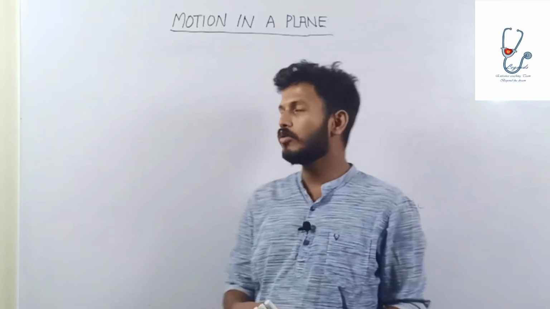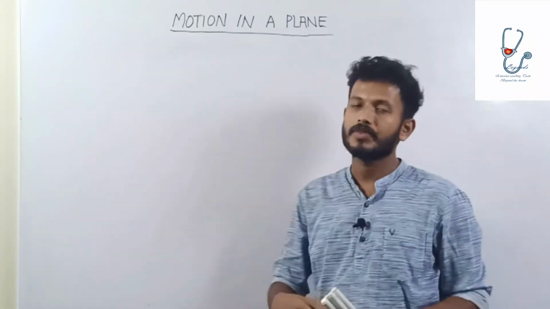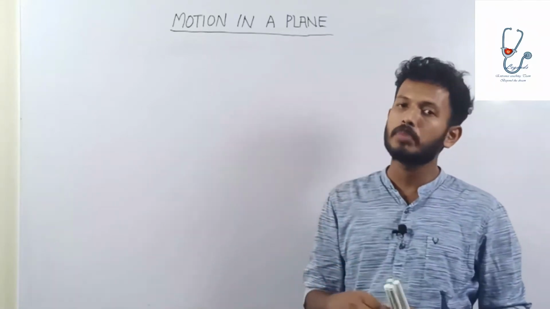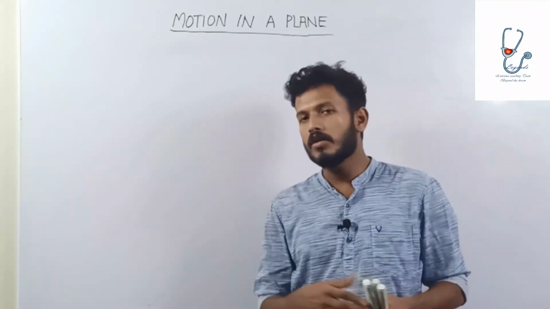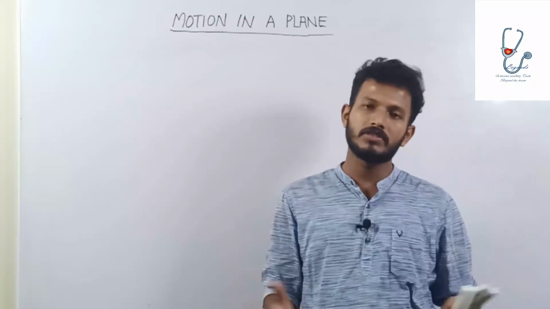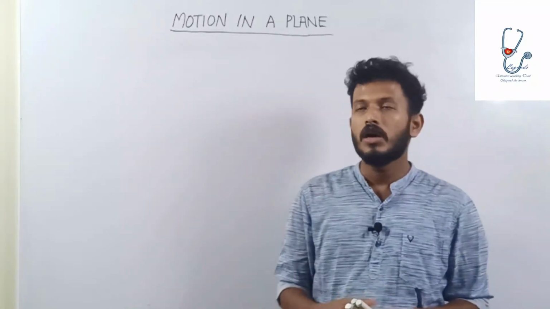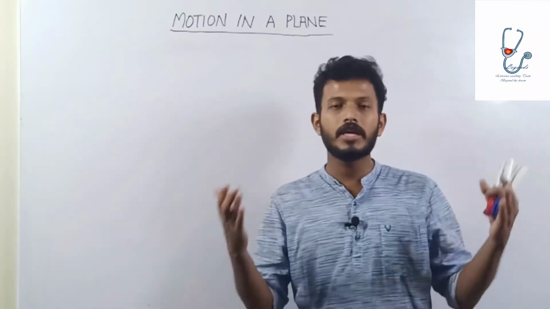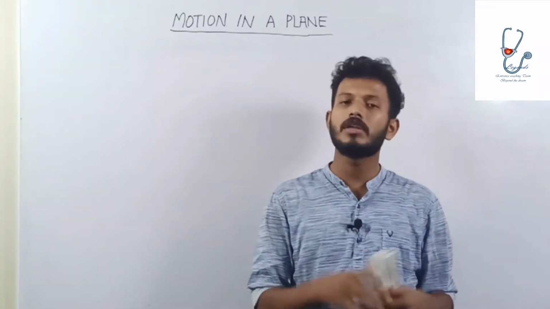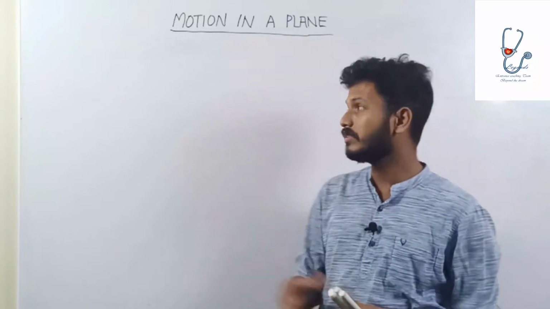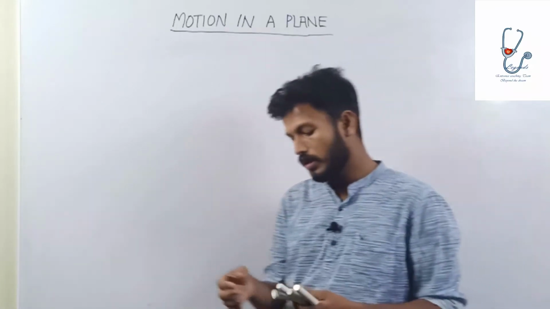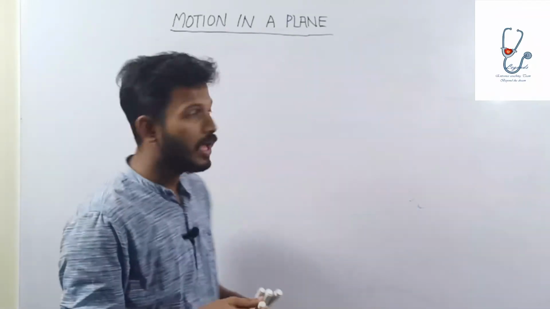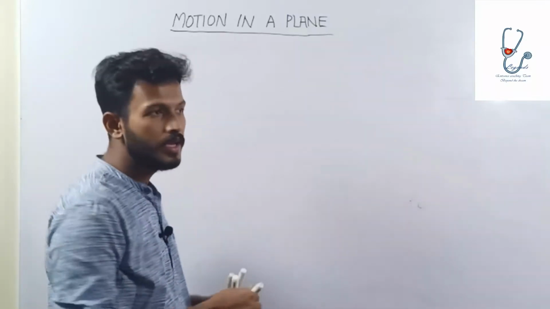Today we are discussing motion in a plane. It is the fourth chapter in +1 physics. Also, it is a very important chapter in +1 physics because the concepts and equations of this chapter are used in every chapter in +1 and +2. So it's a very important chapter. Motion in a plane. What do you mean by a plane?